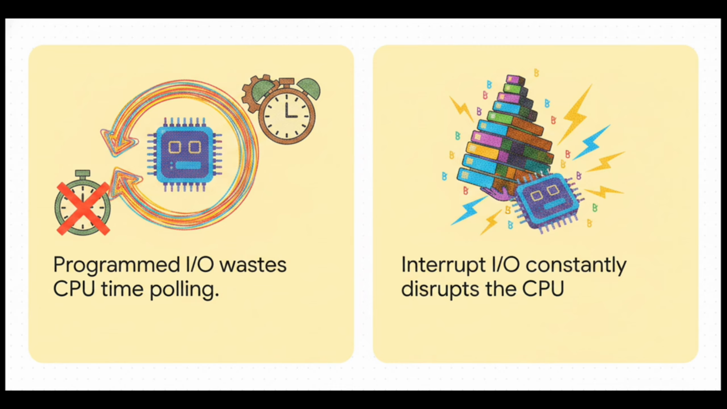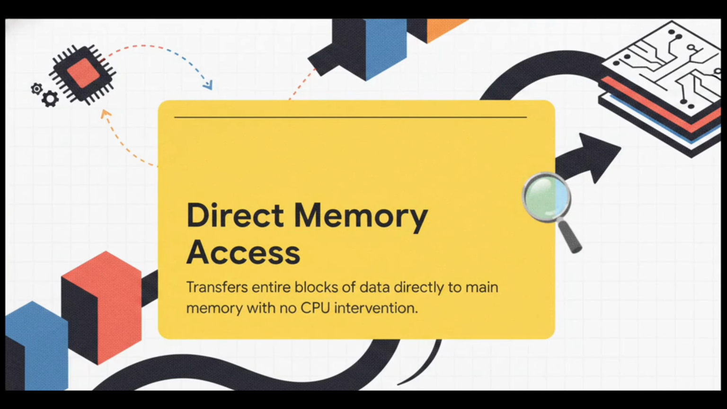This definitely frees the CPU from polling, which is a great start, but generating a whole interrupt cycle for every single byte still creates massive overhead for moving bulk data, like reading a file from a disk. So, the crucial point is we need a way to move bulk data without bothering the CPU for every single tiny byte, and that brings us to direct memory access, or DMA.